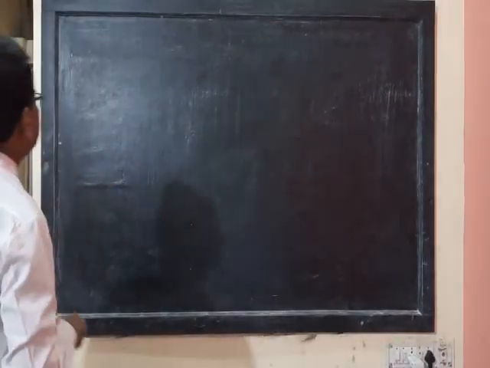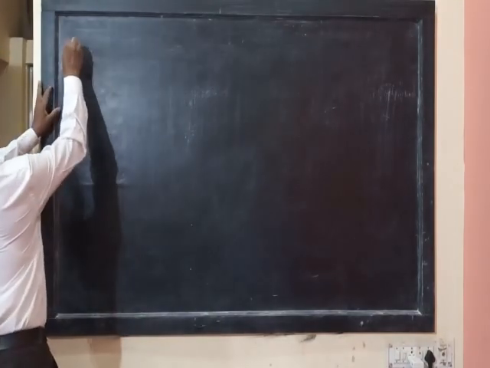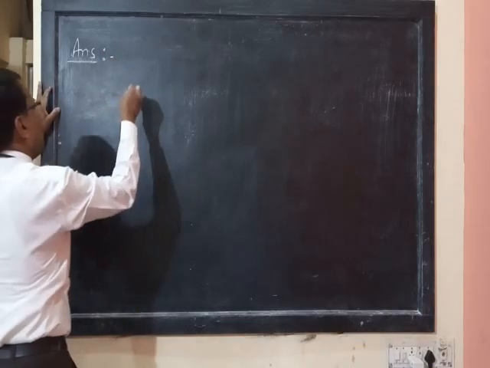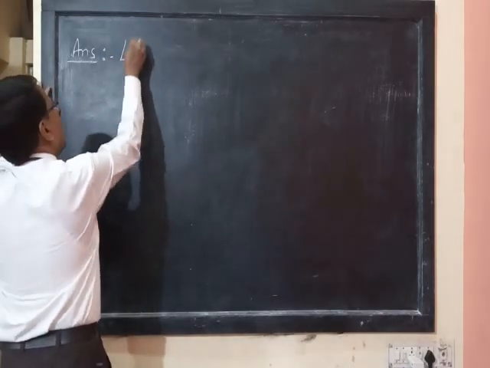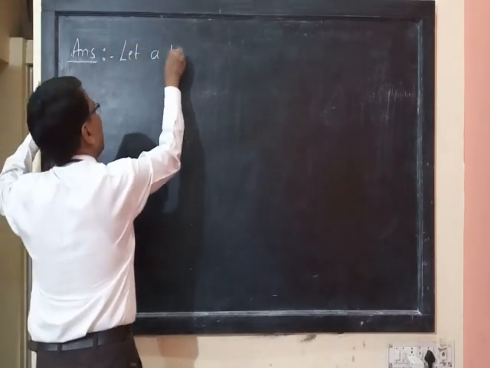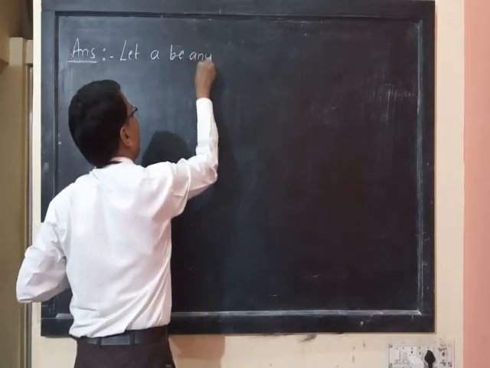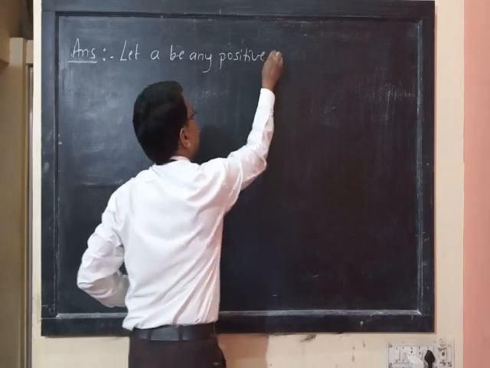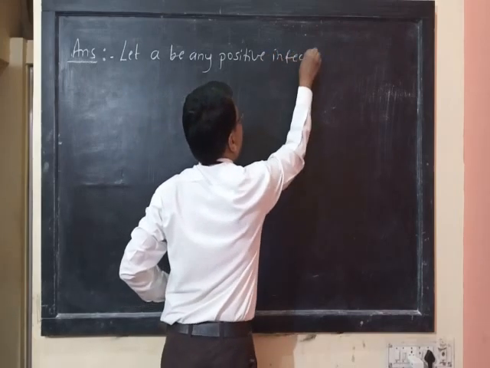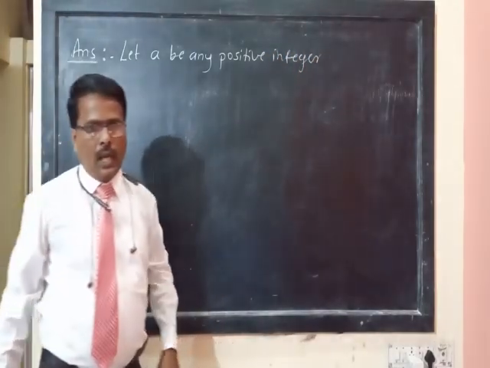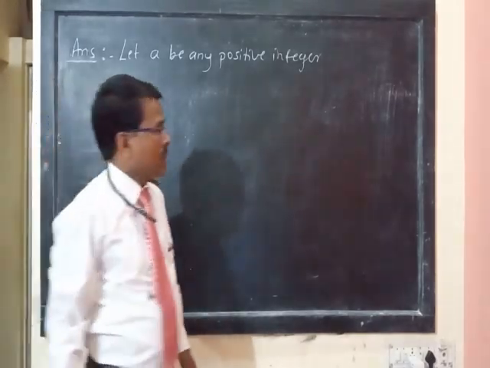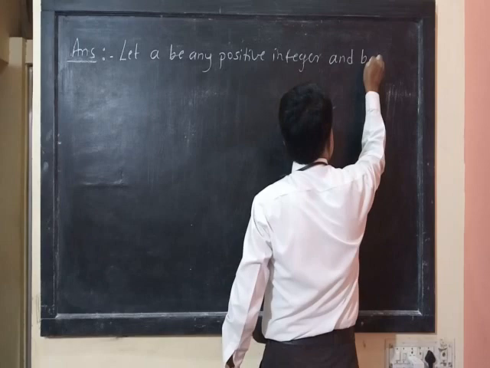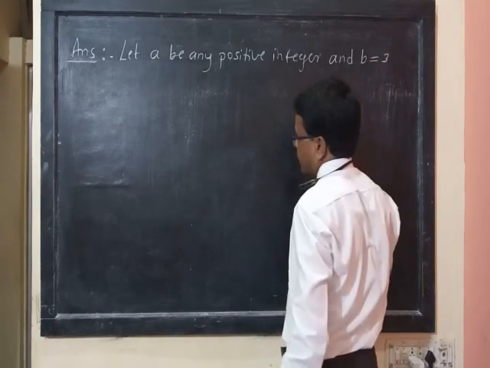Now, answer. Okay. Let A be any positive integer. Let A be any positive integer and B equal to 3.